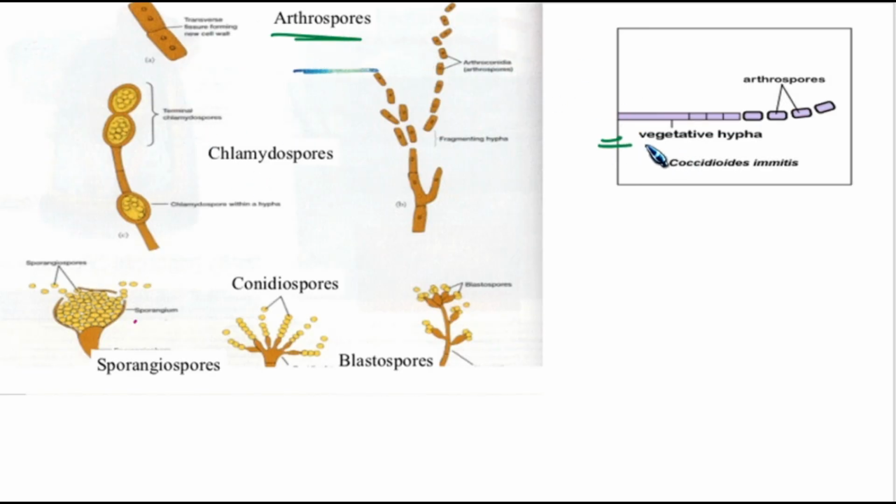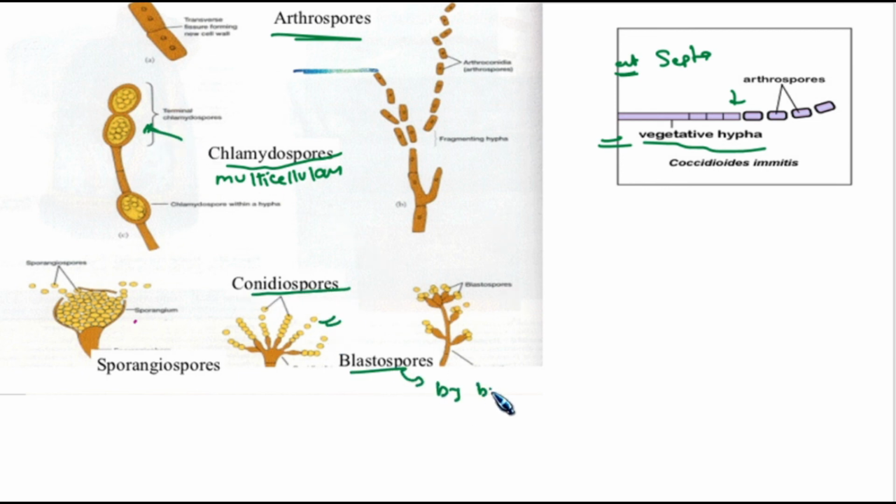Now let's recap the vegetative spores. Arthrospores are formed from vegetative hyphae, where septa cells separate out. Chlamydospores are multicellular, connected with the septa. Conidiospore and blastospore: blastospores are formed by budding. Sporangiospore is like sporulation.